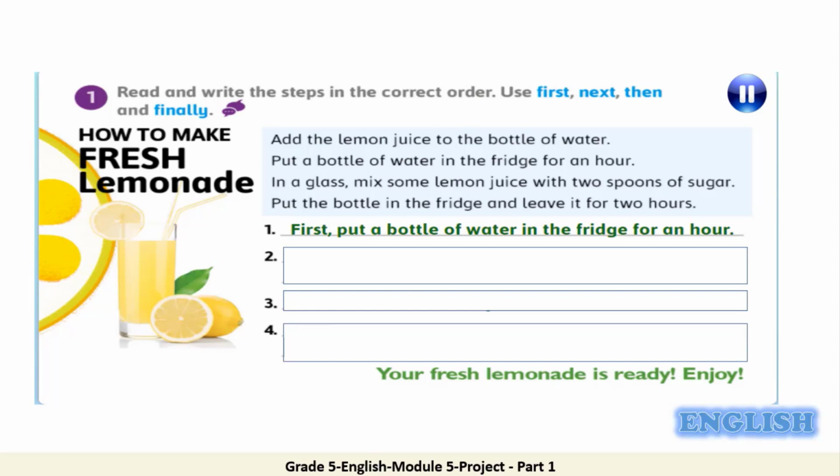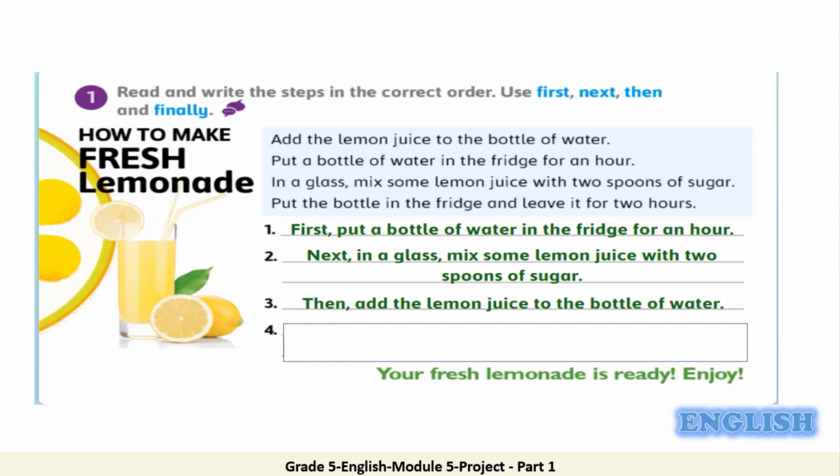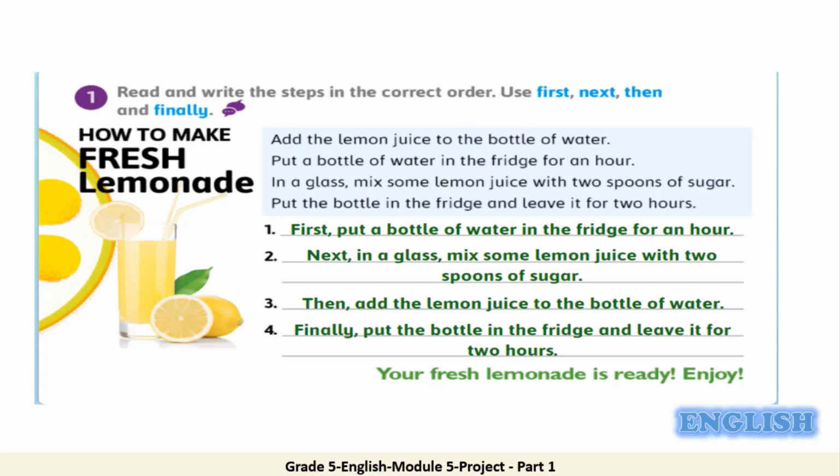Let's see the answers. Number 2. Next, in a glass, mix some lemon juice with 2 spoons of sugar. Number 3. Then, add the lemon juice to the bottle of water. Number 4. Finally, put the bottle in the fridge and leave it for 2 hours. Your fresh lemonade is ready. Enjoy!